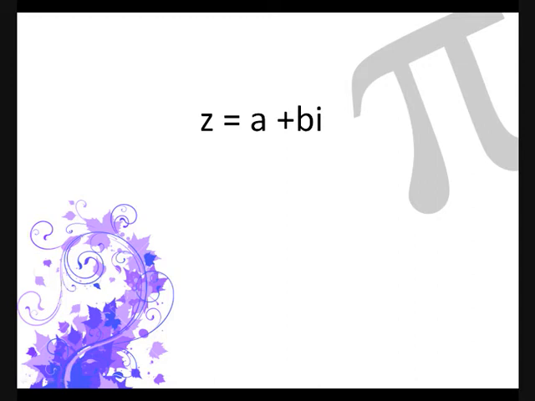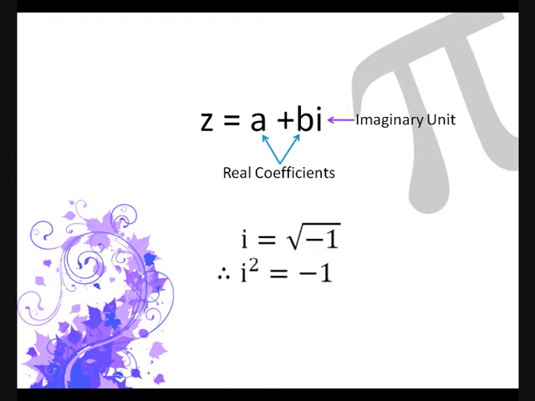A complex number is a number that has a real and an imaginary part. It can be written in the form z = a + bi, where a and b are real coefficients. So b is a real coefficient of an imaginary part. i denotes the standard imaginary unit where i equals the square root of minus 1, therefore i squared equals minus 1.